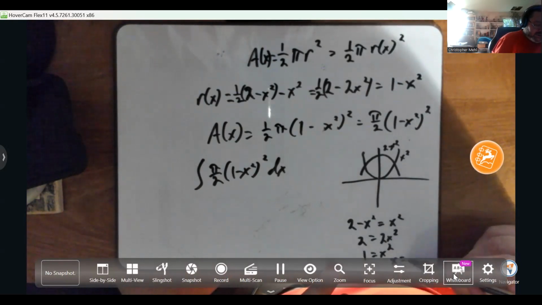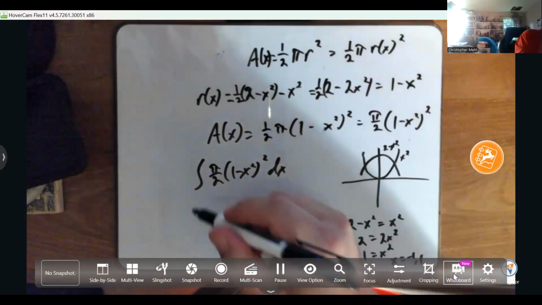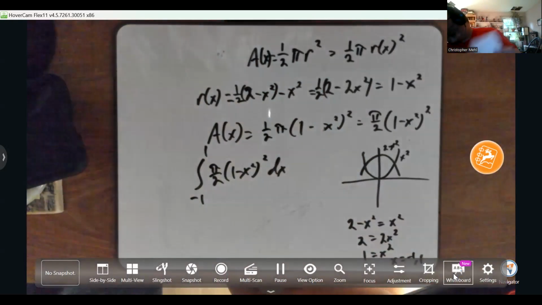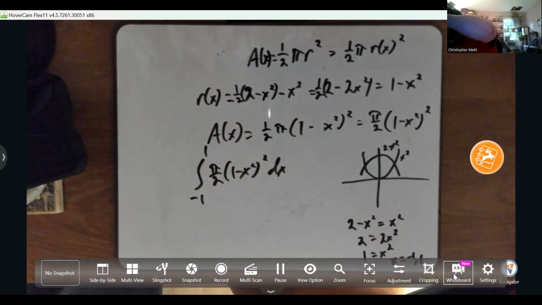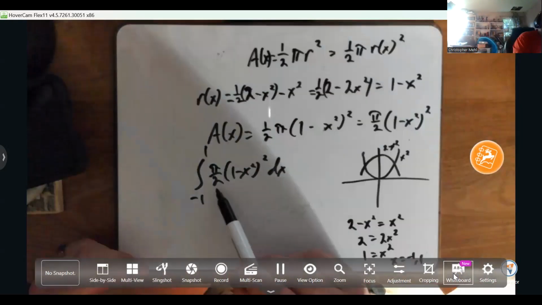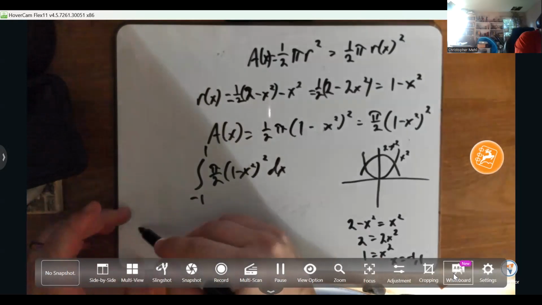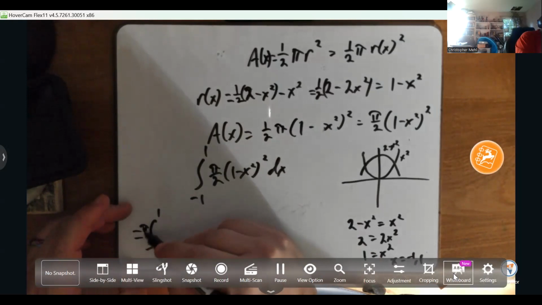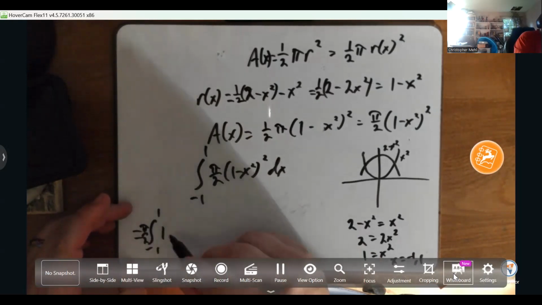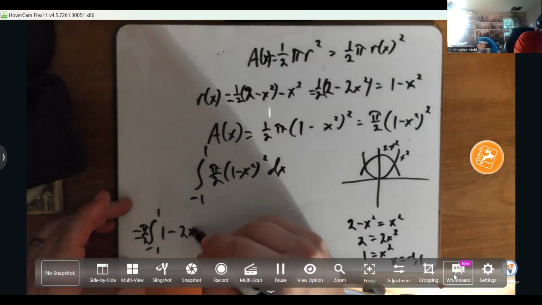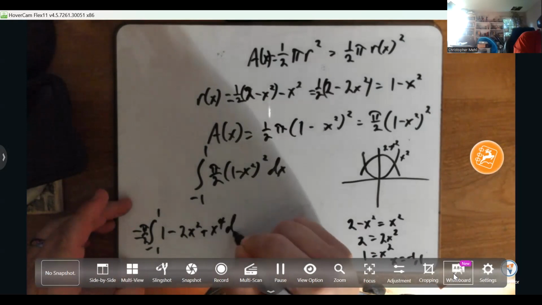And so you get x equals -1 and 1. And so you would integrate between -1 and 1. Okay, so if we do that, you're going to do the same thing as before. You're going to expand the parentheses. So you're integrating from -1 to 1, pull the pi over 2 out in front. And then you get 1 minus 2x squared plus x to the 4th dx.